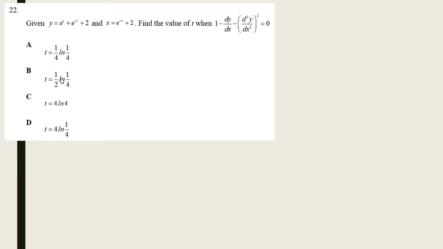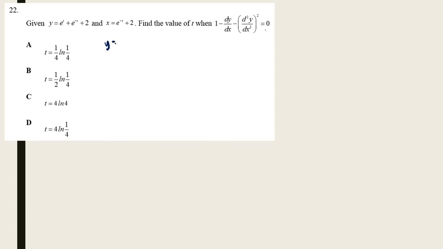Okay, so over here we have question number 22. For question number 22, we have these two equations given, y and also x. Then we have to find the value of t when 1 minus dy/dx minus the second derivative squared equals 0. So first, when we have these two equations, let us take this out first.